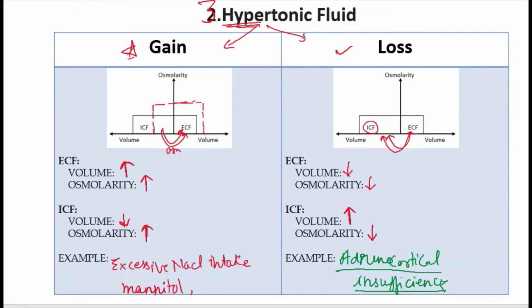So our new graph will be like that. There is a decrease in ECF volume and a decrease in osmolarity; the osmolarity will decrease in both compartments, the ECF compartment volume will decrease, and the ICF compartment volume will increase.